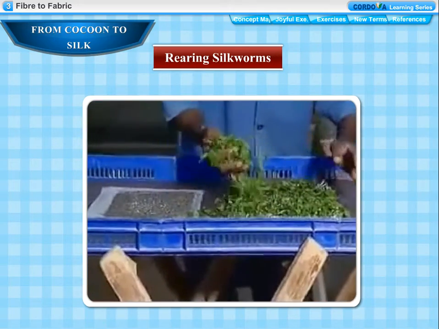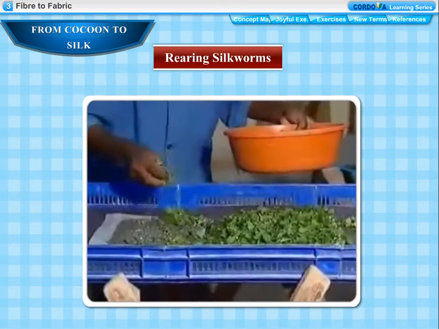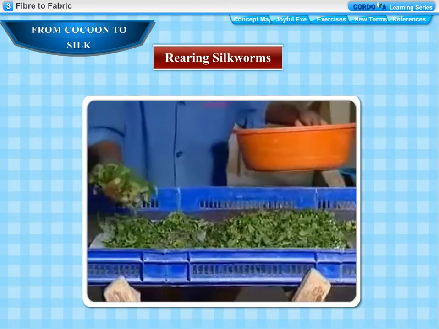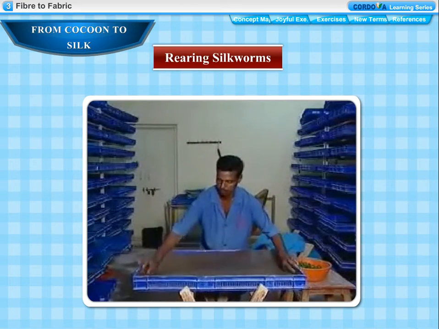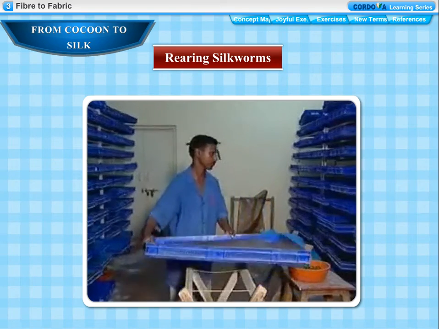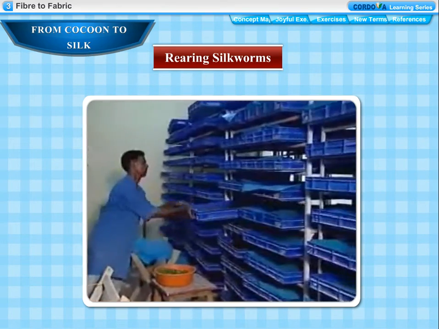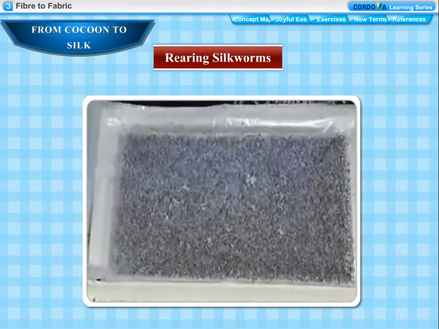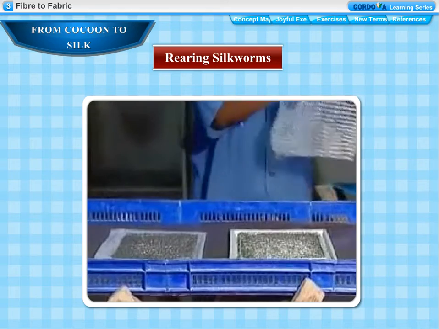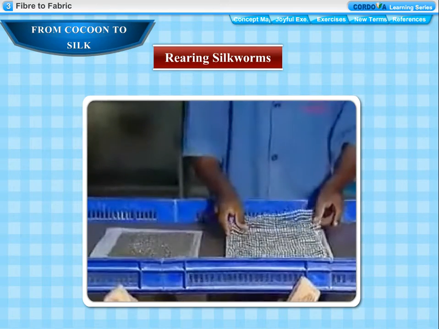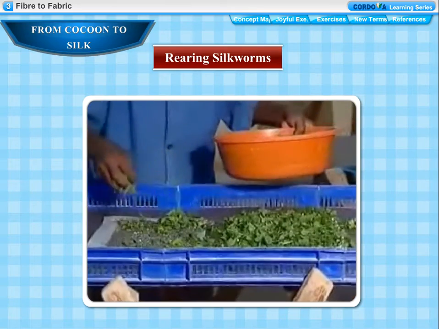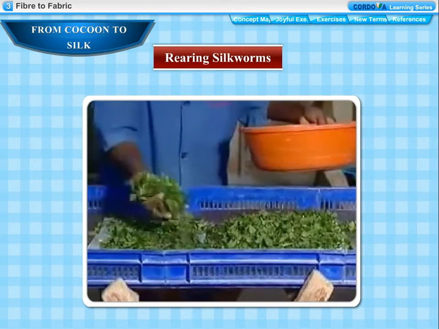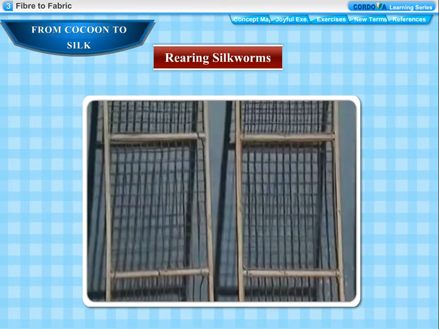The eggs are kept in perforated cardboard boxes or on bamboo trays under hygienic conditions and under suitable conditions of temperature and humidity. The eggs are warmed to a suitable temperature in an incubator for the larvae to hatch from eggs. A perforated sheet of paper is placed over the hatching box and chopped mulberry leaves are spread over it. When the larvae, the silkworms, hatch out of the eggs, they feed on mulberry leaves. They eat day and night and increase enormously in size.